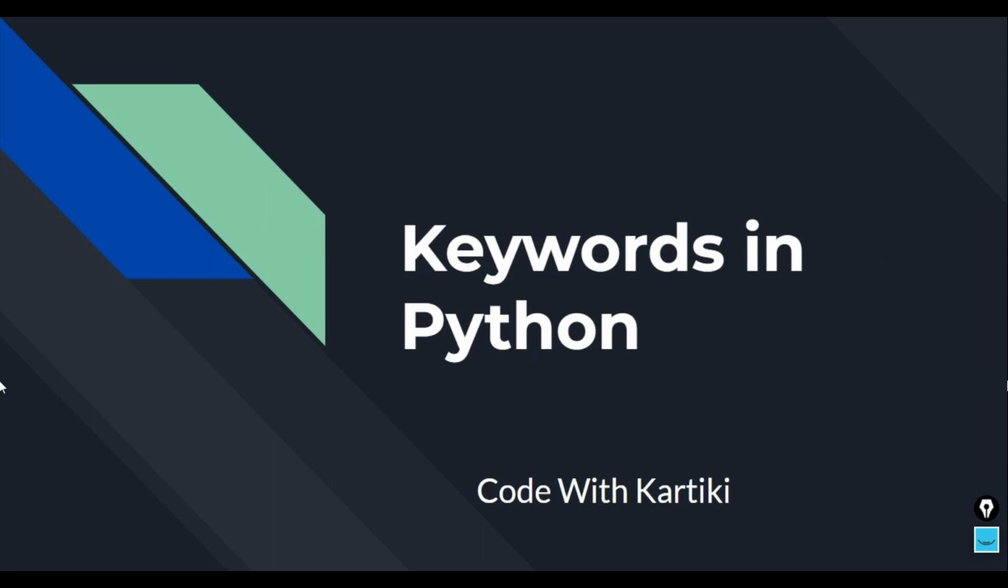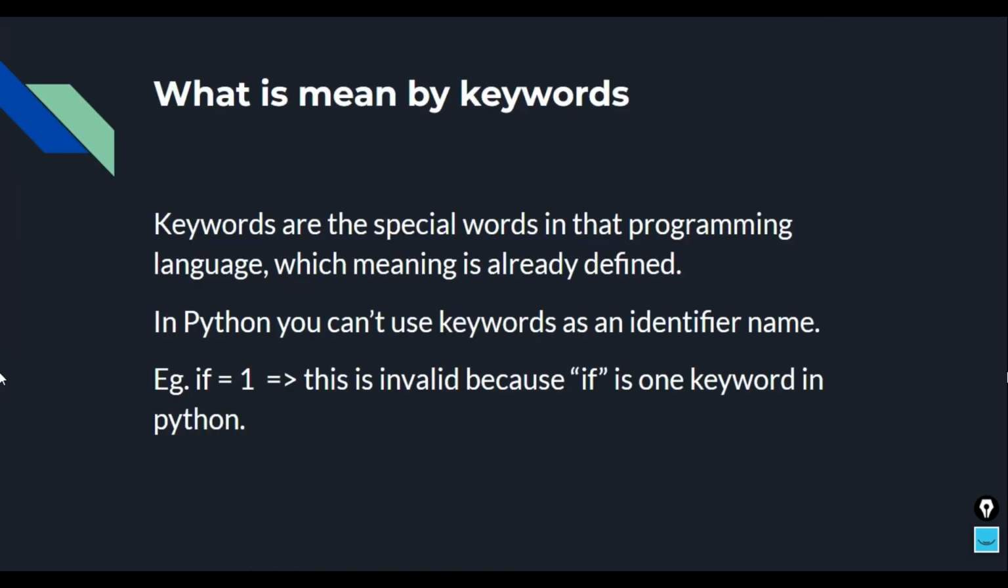Today we are going to see keywords in Python. So first we will see what is meant by keywords. In general, keywords are the special words in a programming language whose meaning is already defined. Means they have some inbuilt meaning. So those are the keywords in that programming language.